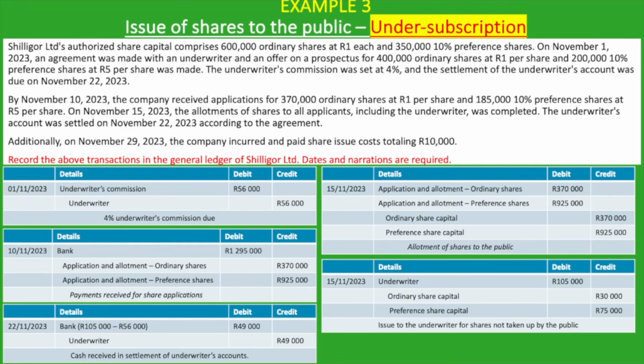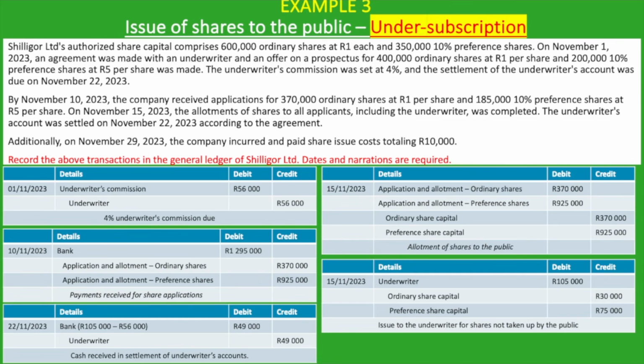I hope that has made sense. I hope that was clear enough. Your scenario might be that you still owe the underwriter even after allotting the shares to the underwriter, and in this case you would debit underwriter and credit bank, but you just need to be careful as to who owes whom. I hope that was clear enough.